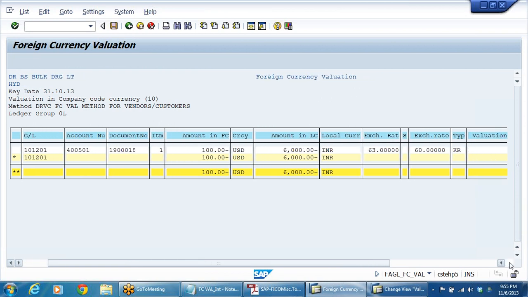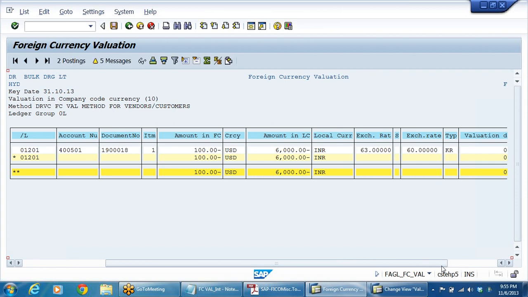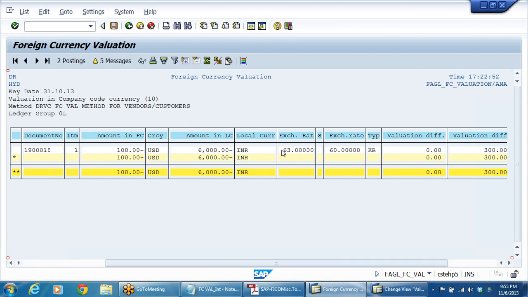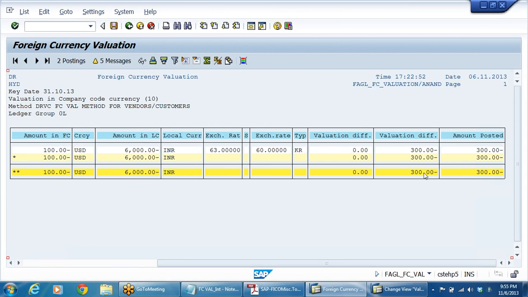Now, the original exchange rate is 60 and the exchange rate given by us on 31st of October is 63. See, valuation difference 300 rupees, amount posted 300. Right. Now the batch input session we need to execute, because the batch input session means whatever line items the system is going to identify here. Here we have only one line item I have shown you, for the sake of our convenience.